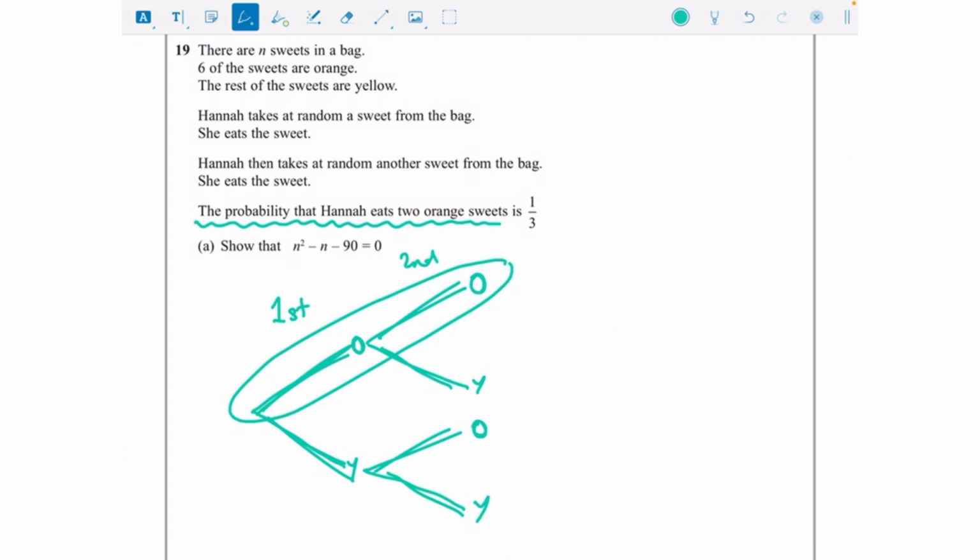Now, the first time round, the probability of taking an orange sweet is 6 out of n, because there are 6 orange sweets and there are n sweets altogether. When it comes to take the second sweet, there is no longer 6 orange sweets in the bag. There's now 5 orange sweets because she's eaten 1 orange sweet already. So we've got 5 orange sweets left out of, and again, Hannah's eaten one of the sweets, so instead of n sweets, you've now got n minus 1.